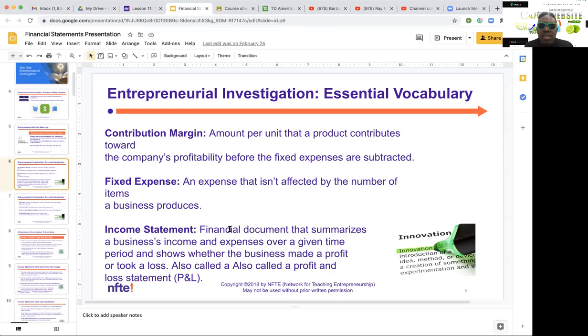Income statements are financial documents that summarize the business income and expenses over a given time period. For example, when you do your taxes, at the end of the day, you file your taxes. Same thing with business. How many sales did you generate this month? You break down how much your fixed expense was this month. You do it for the whole year.